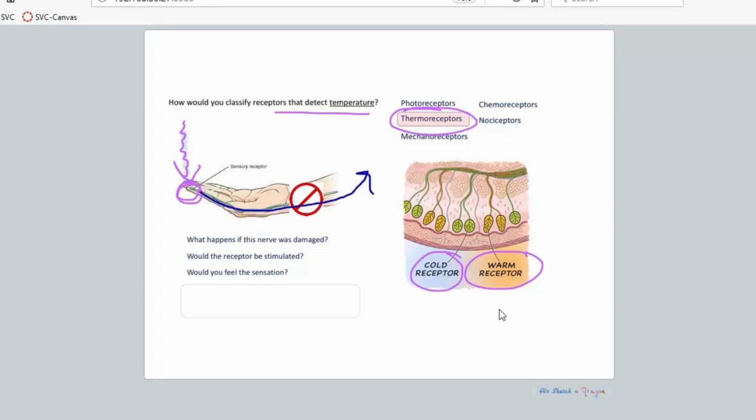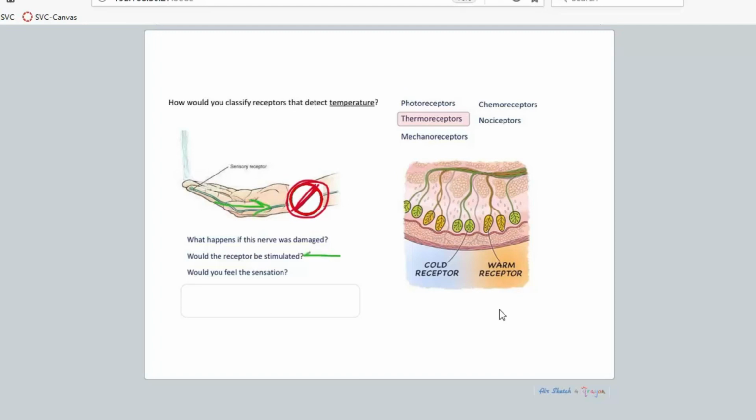Now here's a question for you though. What would happen if you had damage to the nerve that takes that sensory information to the brain? Would this receptor still be stimulated? It would. Would you feel the sensation, however? You would not feel the sensation. And that's because this information, to actually feel it, needs to arrive at the central nervous system.